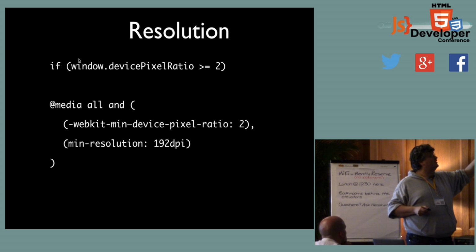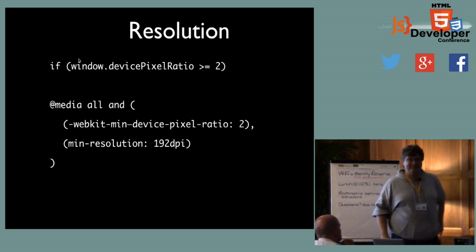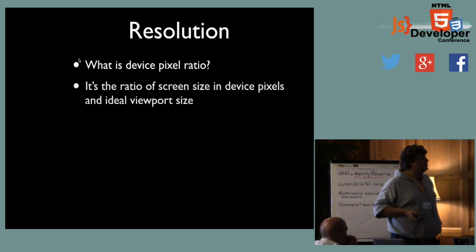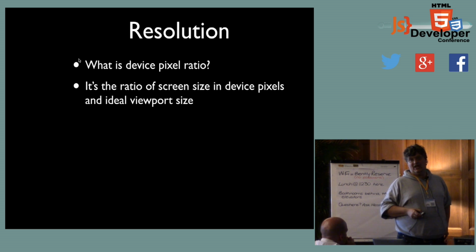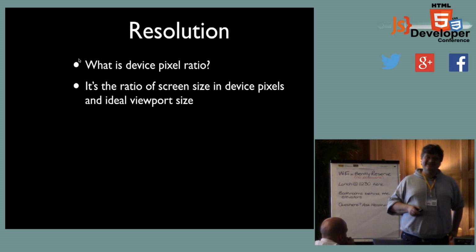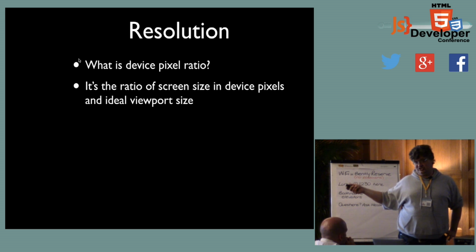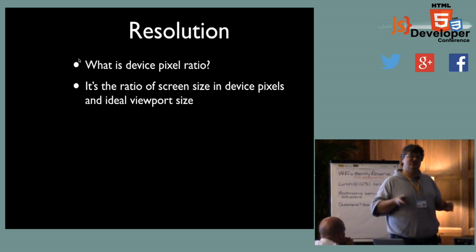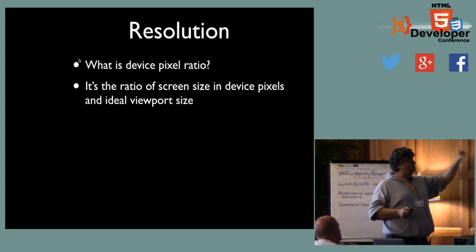The problem is, what does this actually mean? What is a device pixel ratio? What are we measuring if we say 192 dpi? It turns out, again in all browsers I tested, that device pixel ratio is the ratio between the screen size in device pixels and the ideal viewport. That may seem strange at first, but it does kind of make sense, especially in the context of responsive images. Because originally Safari invented device pixel ratio to allow web developers to distinguish between retina and non-retina screens. That was the whole point of device pixel ratio. So again, device pixel ratio is the ratio between the screen size in device pixels and the ideal viewport size.